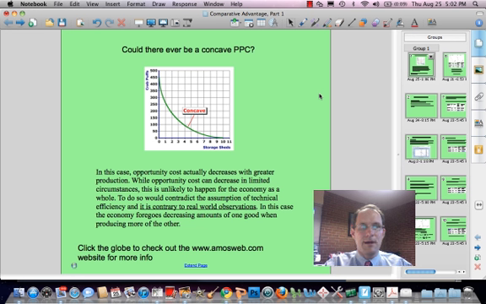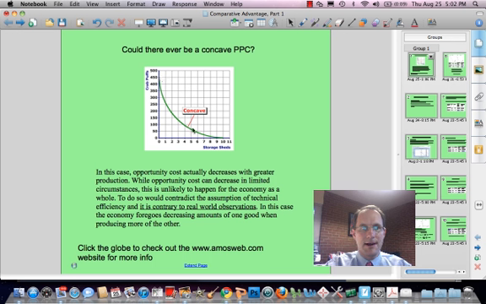Hi everyone, tonight we're going to talk about comparative advantage, but we're going to start with a question that came up today in class. Ellie asked whether we could ever have a concave production possibilities curve. I went out and did some looking, and while theoretically it's possible, you can see it here.